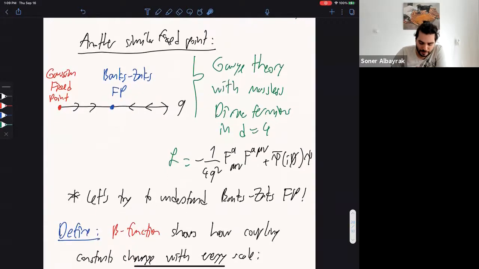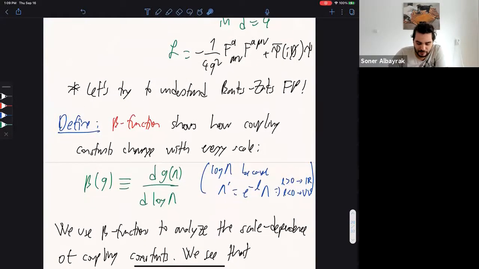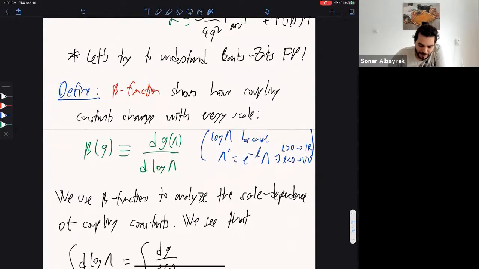Okay. So let's try to understand this Banks-Zaks fixed point. To do this, I will define something called the beta function. It's very famous in these RG computations. We don't even know much about this, but it will be helpful. So it's basically defined as this function. This g is the coupling coefficient. It depends on the energy scale lambda. And I take the derivative of g with respect to log lambda.